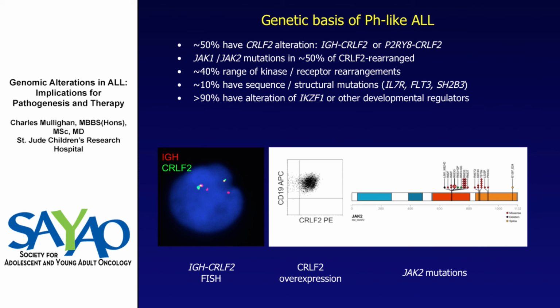The remaining cases are more diverse and somewhat more complex. Of the remainder, about 80% have one of a range of different rearrangements that target kinases or cytokine receptors, and so far over 13 have been identified and over 30 different individual rearrangements. Approximately 10% have non-rearrangement alterations, some of which I'll discuss in a moment, either sequence mutations or structural alterations that also deregulate kinase signaling, most commonly JAK-STAT signaling, but some other pathways are involved as well.